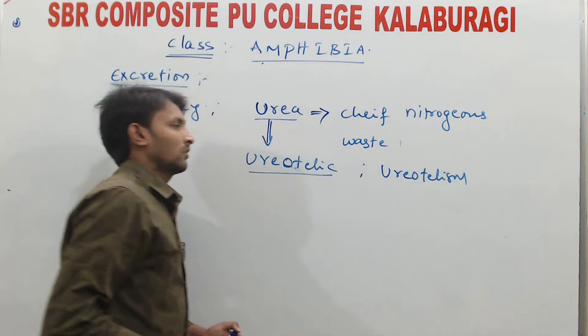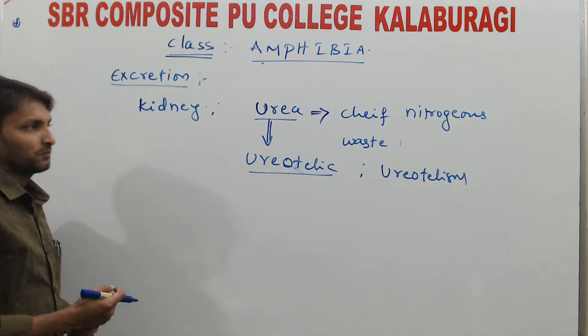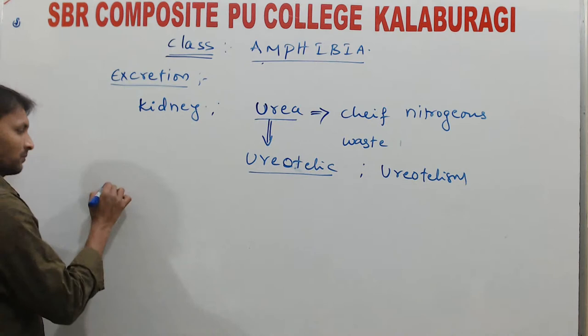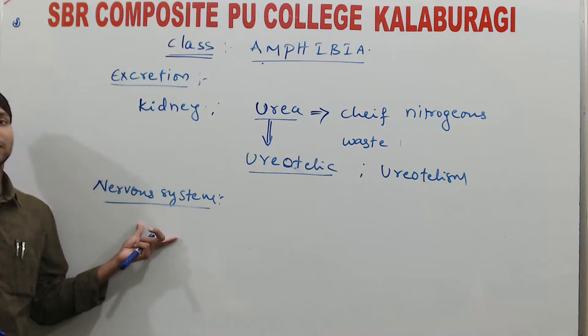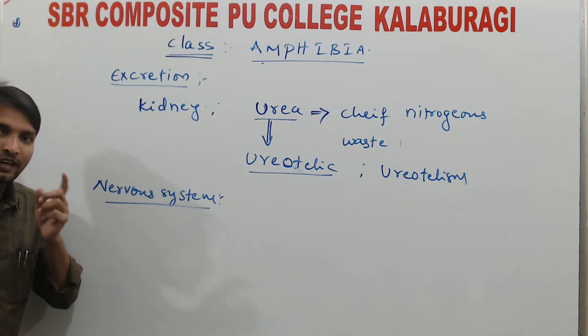And the organisms are called ureotelic organisms. Next, nervous system. In the NCERT textbook, the nervous system is not mentioned, but regarding sensory organs, they mention clearly. The auditory sensory organ, the ear and eyes, they mention.